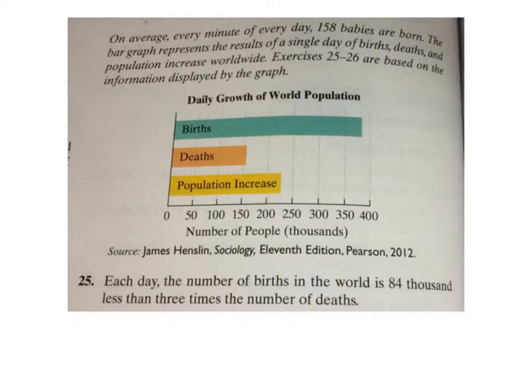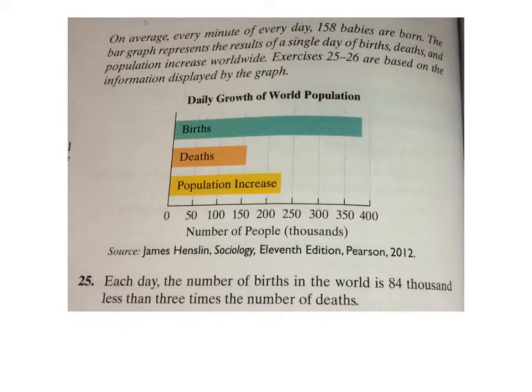So daily growth of population, right? It's a horizontal histogram bar. So we have the number of births in a single day, deaths, and then of course population increase. The births, notice, are probably 380, in thousands. So about 380,000 births happen on a single day. Again, this is an average. Deaths, about 150,000. And then there's a population increase, which depends on the number of births and the number of deaths. And here's the source.